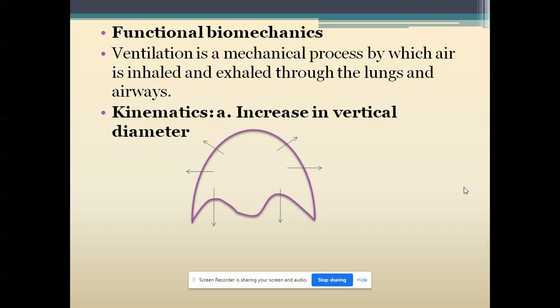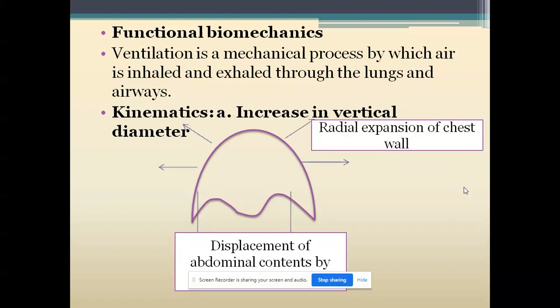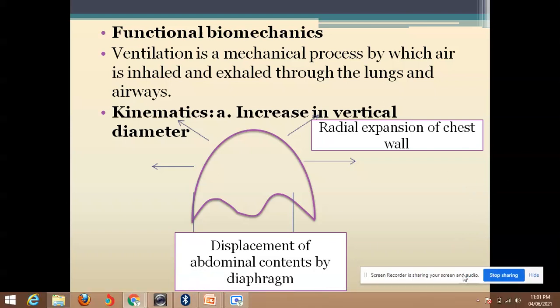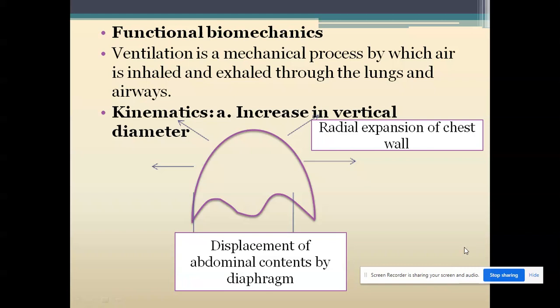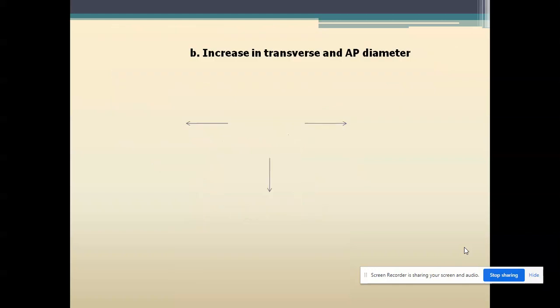How does the vertical diameter get increased? First, by radial expansion of the chest wall, and second, by displacement of the abdominal content by the diaphragm. That is, the diaphragm contracts downwards, the central tendon pulls itself down, thus extending the vertical diameter of the rib cage.